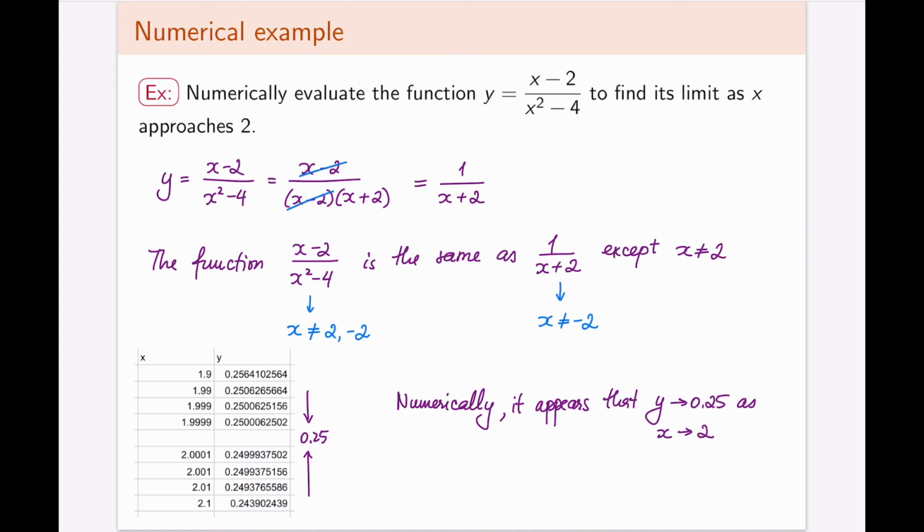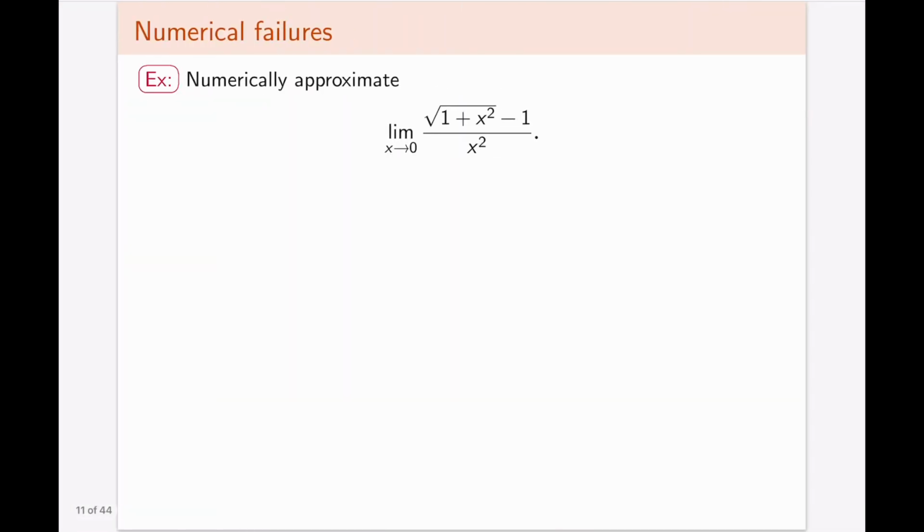Let's take a look at another example that is exactly the same, numerically evaluating the function at a certain point, but the function is going to be a little bit more complicated. So here I already have a limit notation. I would like to know what happens as x approaches 0 to this function right here. Now, just looking at the function directly, I can see that 0 will be a problematic spot because that's where the denominator is going to be 0.